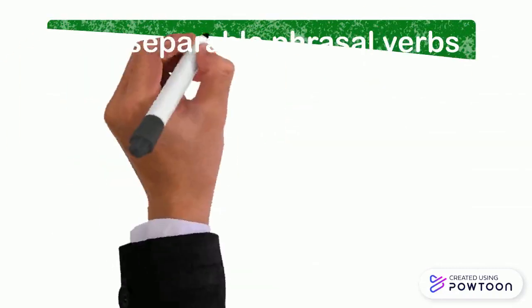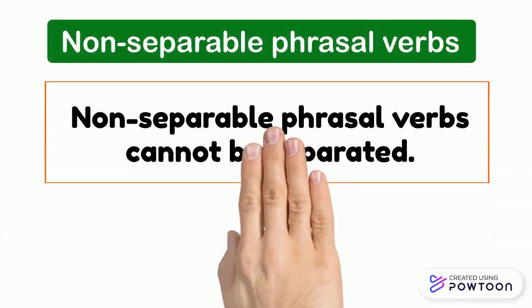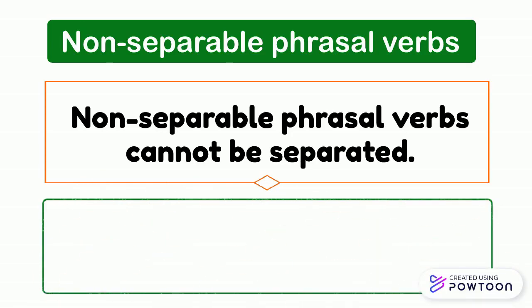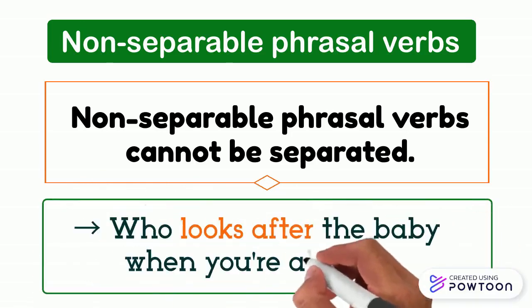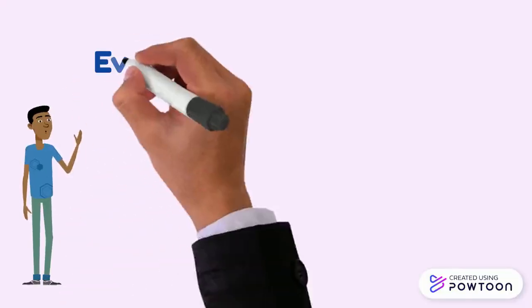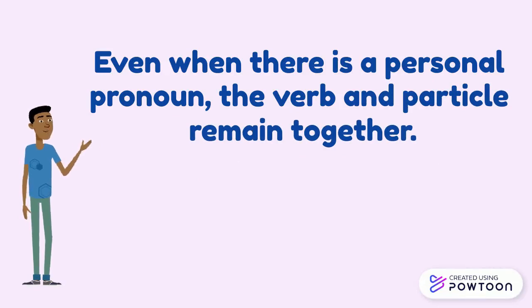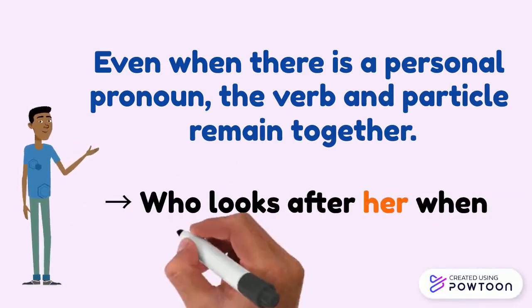As for non-separable, some phrasal verbs cannot be separated. For example, who looks after the baby when you're at work? Even when there is a personal pronoun, the verb and particle remain together. Who looks after her when you're at work?